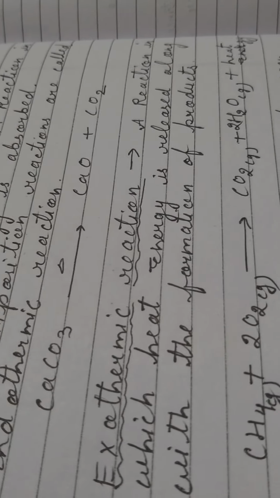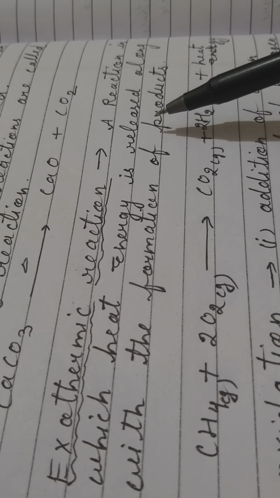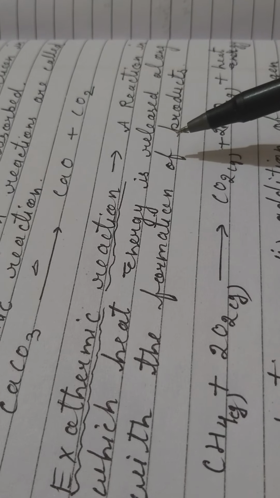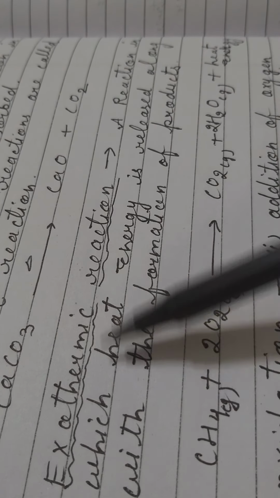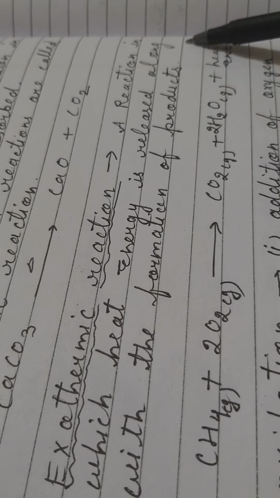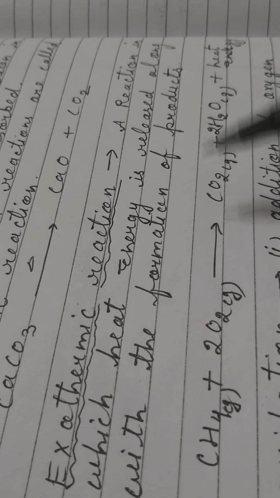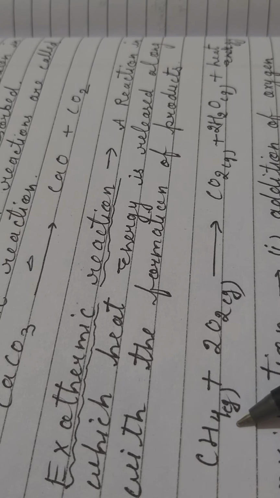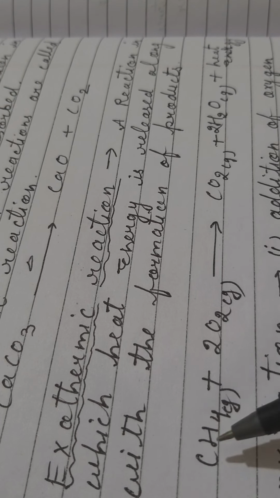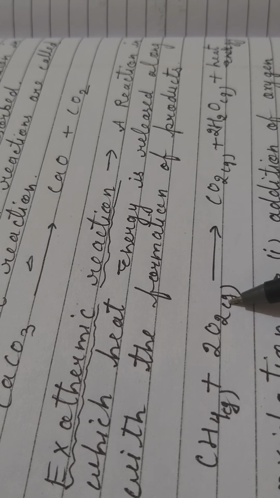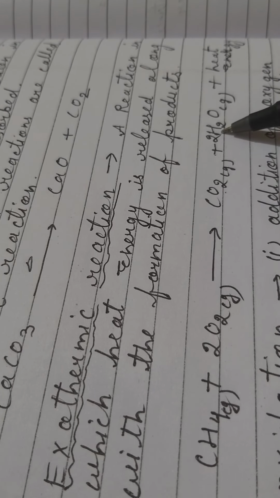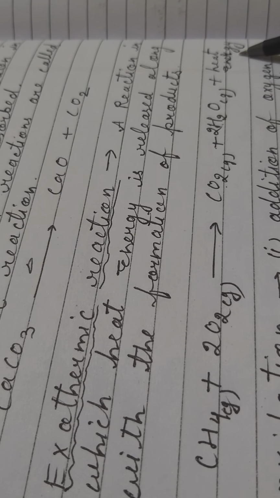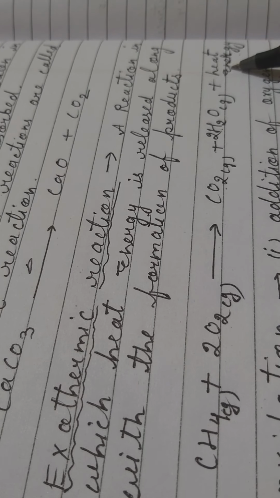Next we have to talk about the exothermic reaction. In this type of reaction, energy is not used by the reactant but is evolved. It is a reaction in which heat energy is released along with the formation of product. Here we have to understand the combustion of every hydrocarbon, a compound containing carbon and hydrogen only. Whenever it is combusted in the presence of oxygen, carbon dioxide and water always evolve, and heat energy is released. So that is an exothermic reaction.